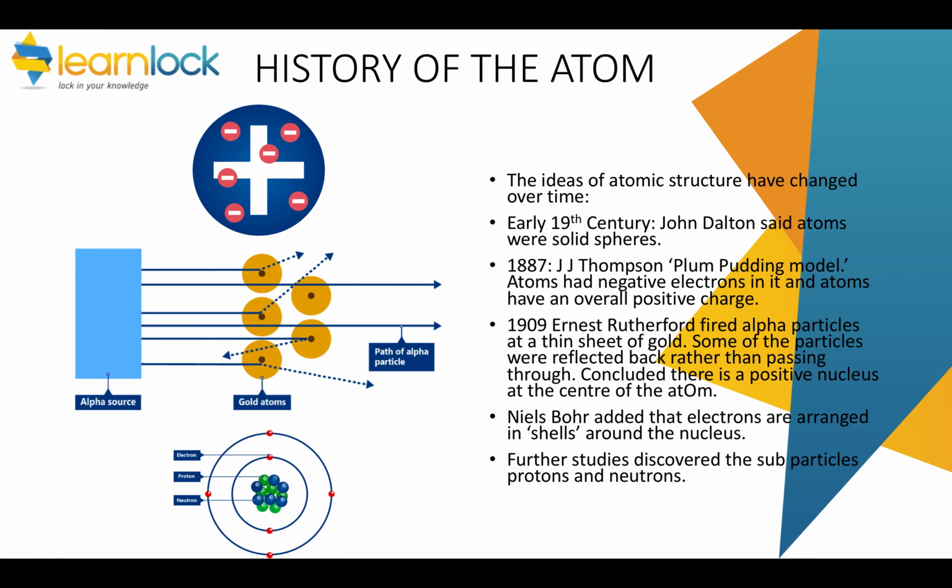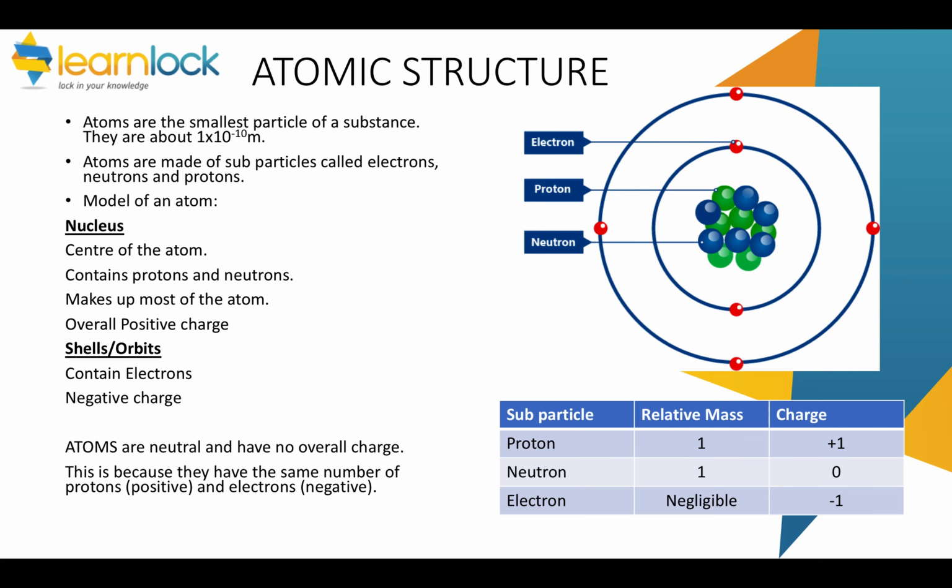Later on, studies by scientists like Niels Bohr added that there are electrons in orbits or shells around the nucleus, and then further studies have confirmed that there are actually subparticles, electrons, neutrons and protons, set up in the shells, which we've mentioned before. So you just need to have an idea of how the history of the atom structure has changed over time.